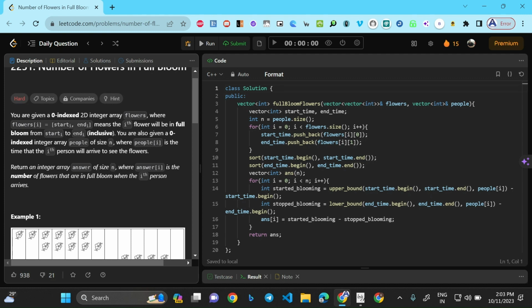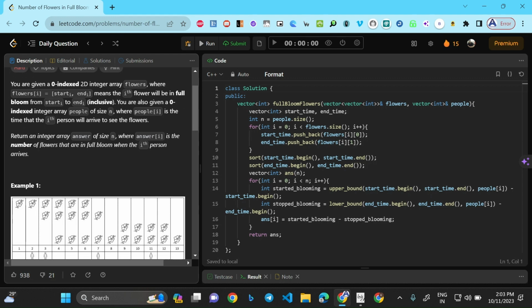You are given a 0-indexed 2D integer array flowers where flowers[i] = [start_i, end_i] means the ith flower will be in full bloom from start_i to end_i inclusive. And you are also given a 0-indexed integer array people of size n, where people[i] is the time that the ith person will arrive to see the flowers. So there is an integer array people of size n, where people[i] is the time at which the ith person will come and see the flowers.